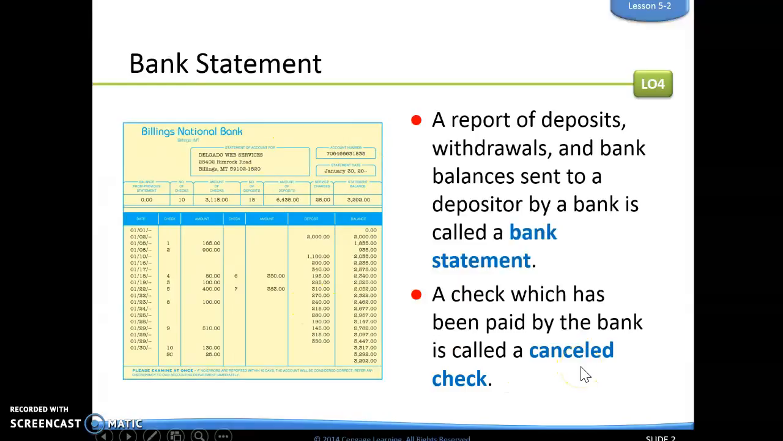They also give us what's called a canceled check. A canceled check just means that the check has been paid by the bank. So any of these checks that appear on our bank statement are canceled checks, meaning they have already gone through the bank.